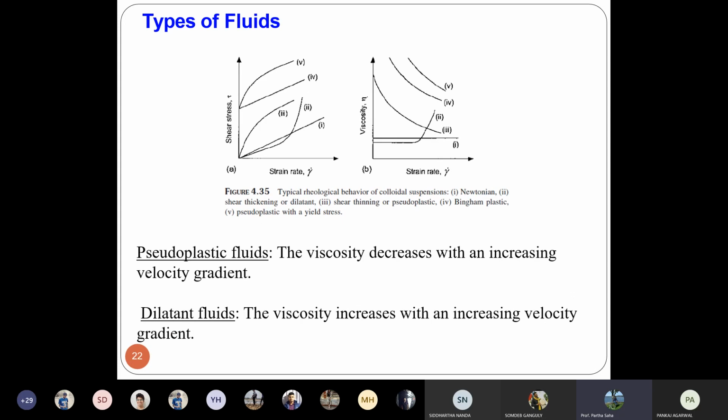So this is pseudoplastic fluid. The viscosity decreases with increasing velocity gradient or shear strain, as I mentioned, and dilatant fluid viscosity increases with increasing velocity gradient. I think I already mentioned this.